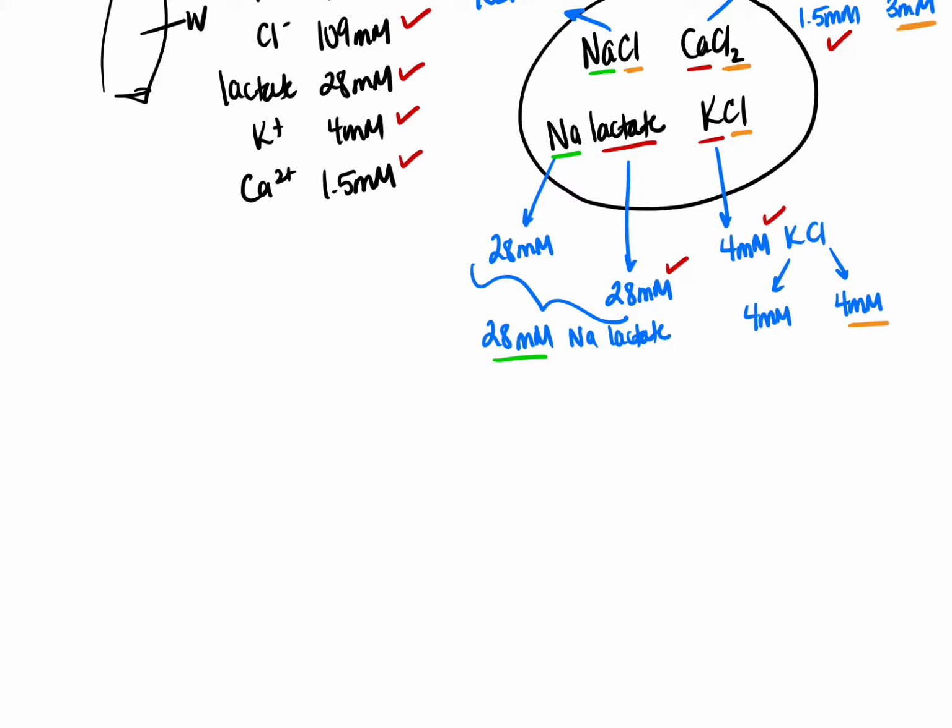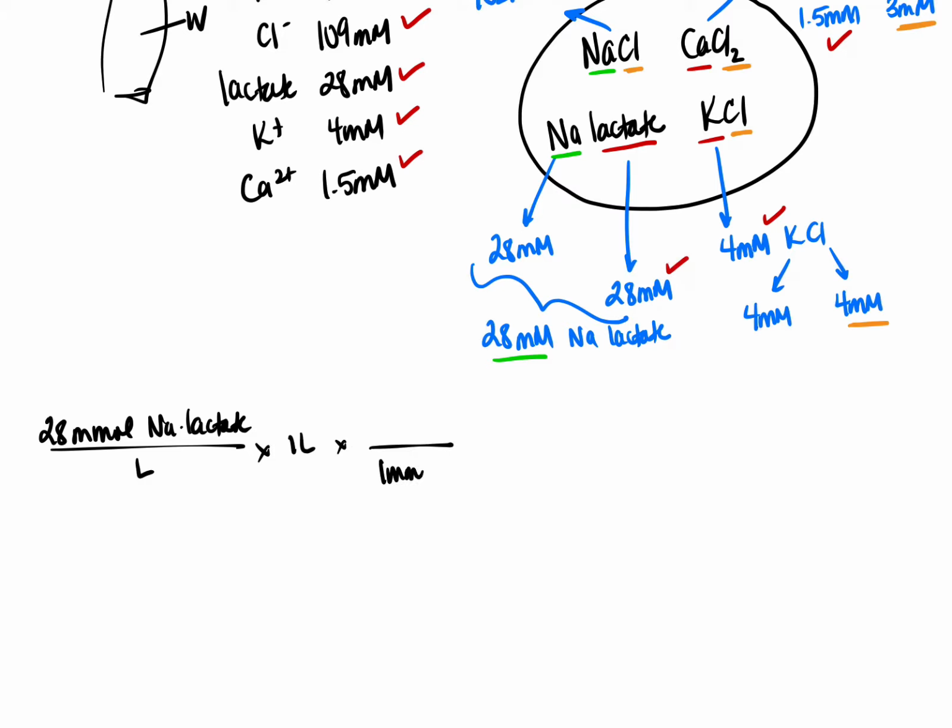So let's take the sodium lactate that we started with. If we know that we need 28 millimolar sodium lactate, so it's going to be 28 millimole sodium lactate per liter. We know we're going to be using 1 liter because we want to make 1 liter of this solution.